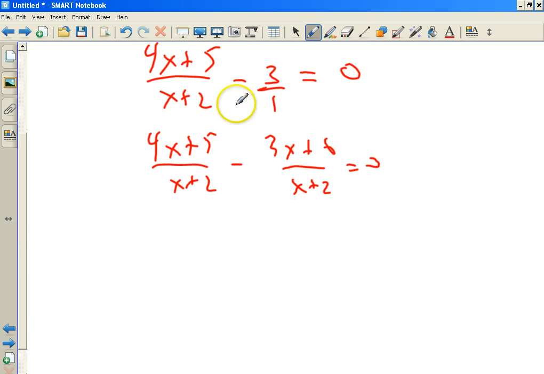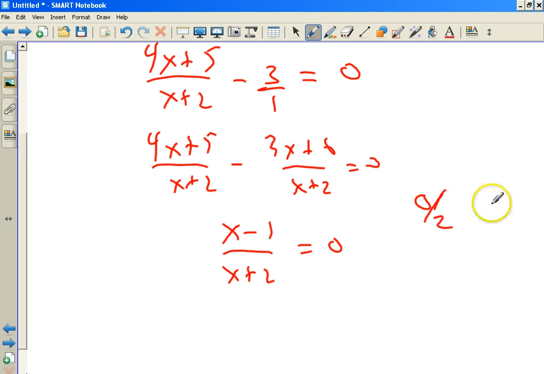X. You get x minus 1 over x plus 2 is equal to 0. Well, when is a fraction equal to 0? When the top is 0, like 0 halves is 0, isn't it? Okay, 3 halves isn't 0, but 0 halves is 0. 3 fifths isn't 0, but 0 fifths is 0, right? So if the top is 0, what makes the top 0? X equals 1. That's the critical point.